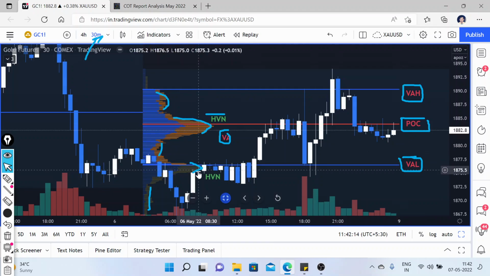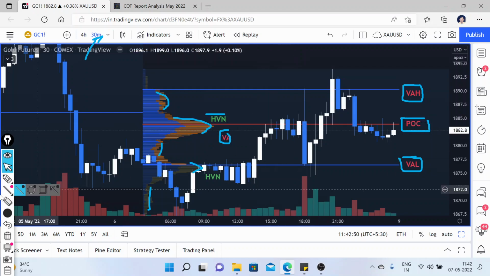This area is a high volume node, so obviously it is going to act as a resistance whenever price tries to break out of this price level. As you can see, when price bounced back from this level, price struggled over this high volume node and finally broke out. After this you can see that the price retraced back, but this high volume node acted as support and then price went back to the highest point. So this is the method that I use on my chart.